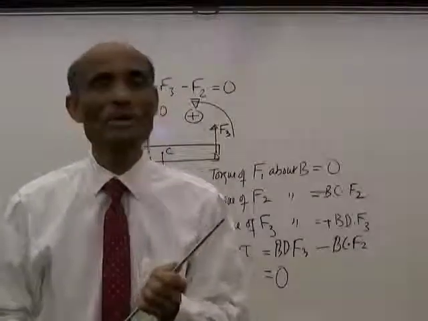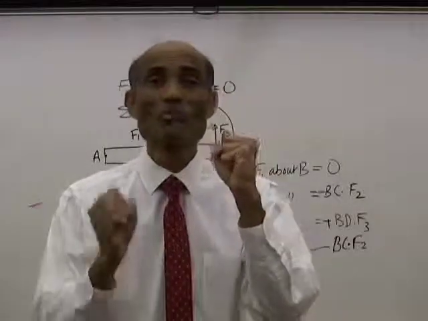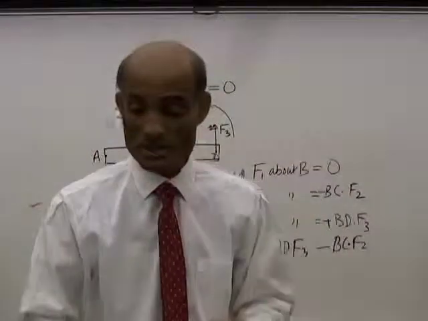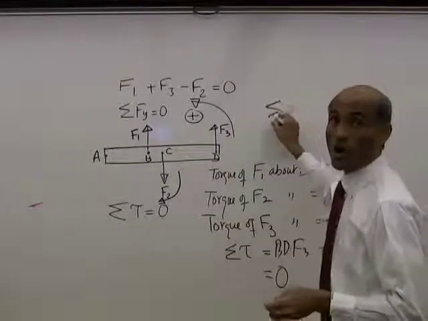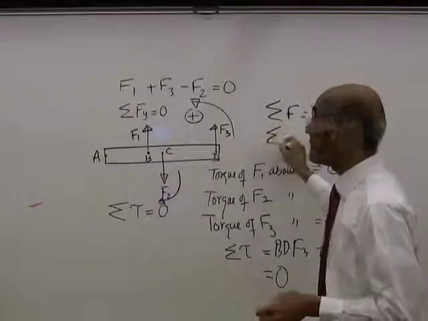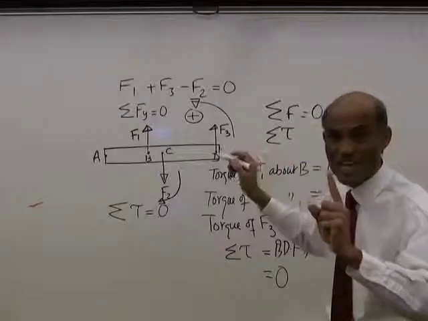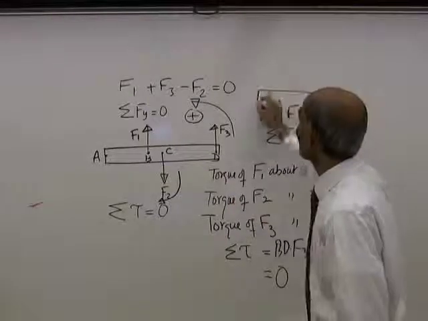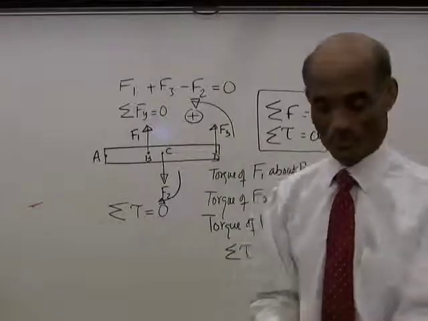Conditions of equilibrium of a rigid object. A rigid object will remain in equilibrium under the action of several forces, provided what? The sum of all the forces on it is equal to 0, and the sum of the torques of all the forces taken about any axis should be equal to 0. This is what we're going to use in solving problems.